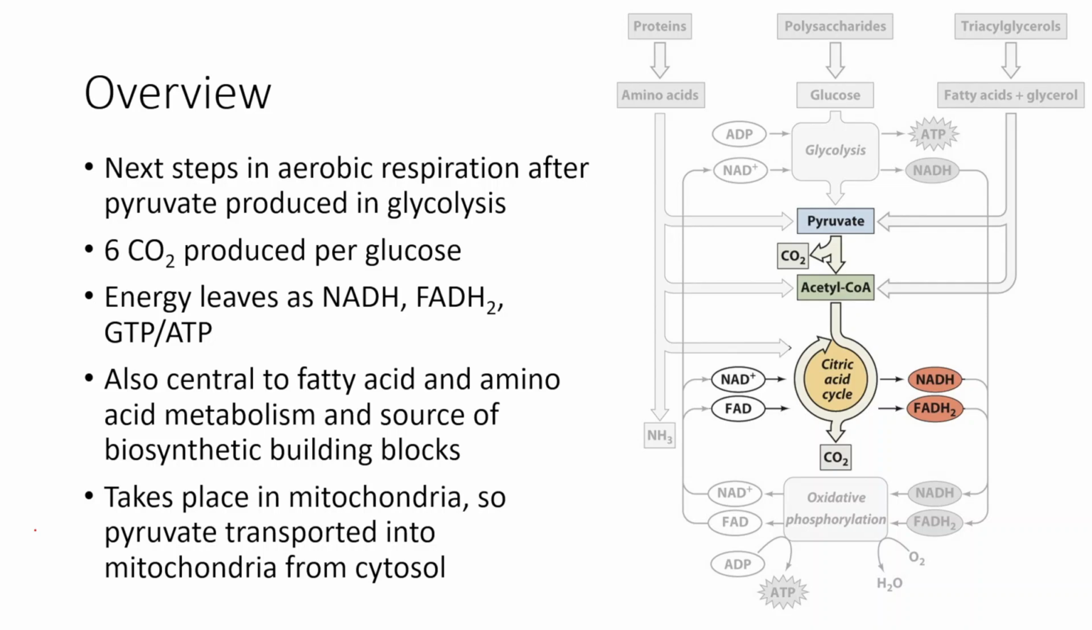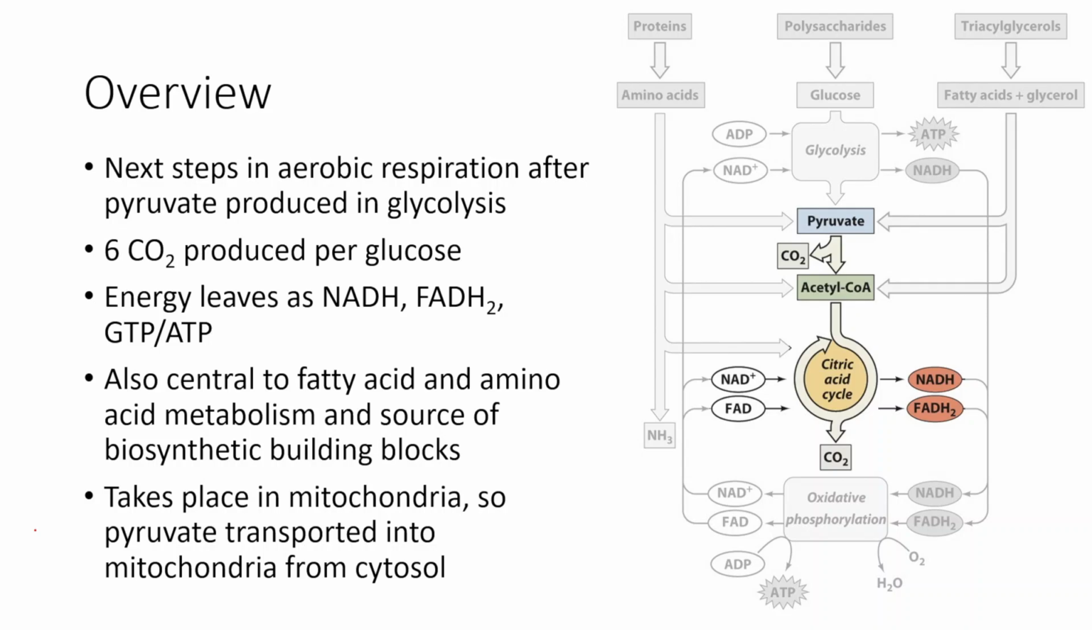In the process of the citric acid cycle, there are 6 carbon dioxide molecules produced for every glucose molecule. So each of those 6 carbons gets fully oxidized. And energy is going to leave the citric acid cycle as the reduced electron carriers, NADH, FADH2, as well as GTP and ATP.